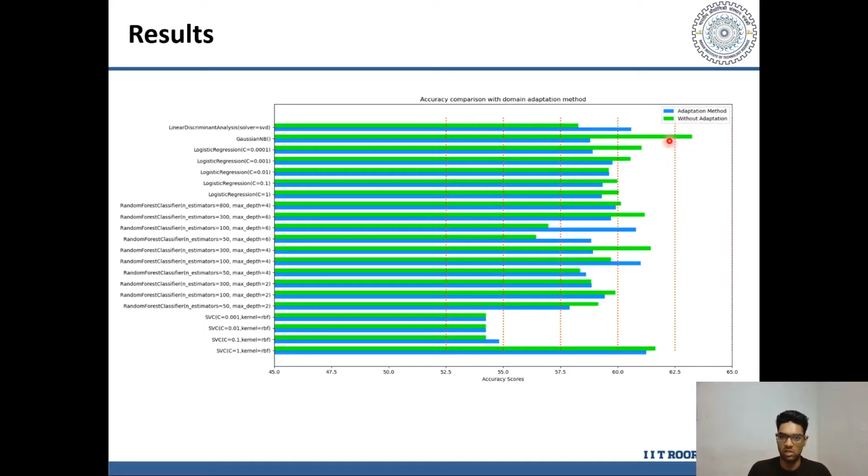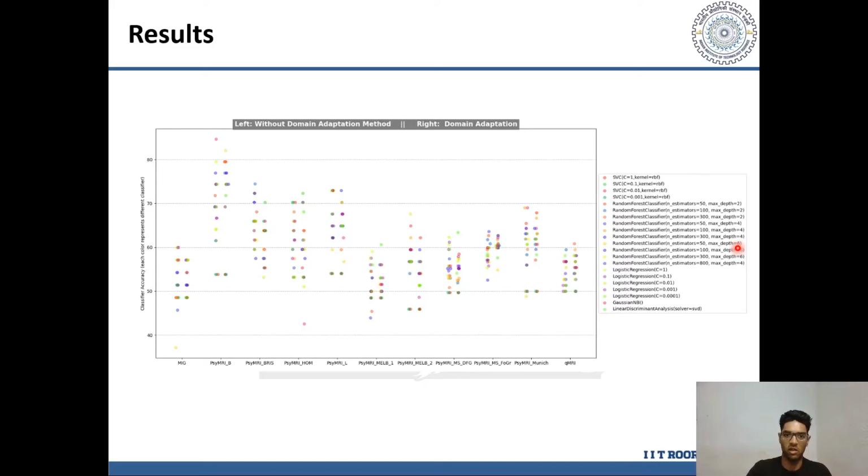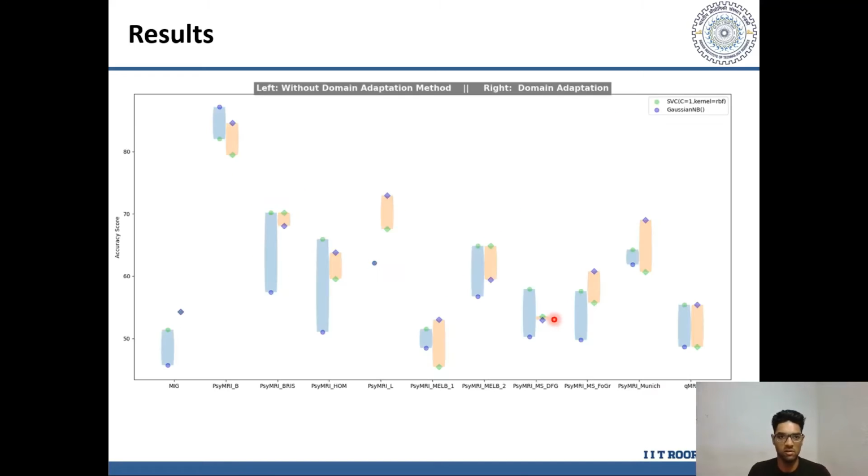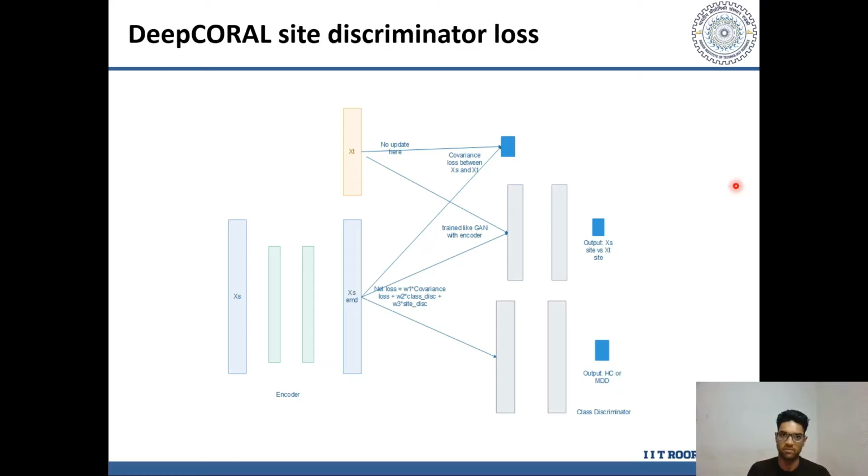And finally, our results are these, with the domain adaptation methods and for the single site classifier. We can see improvement in a few of the sites, and it doesn't improve for some of the sites, but there is quite an improvement for many of the sites now.